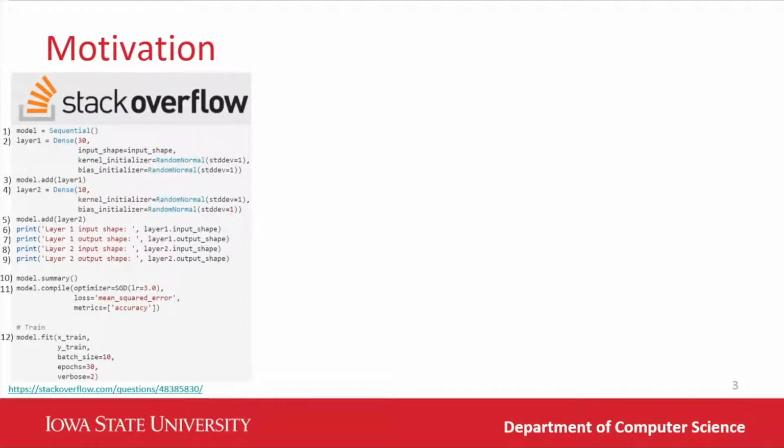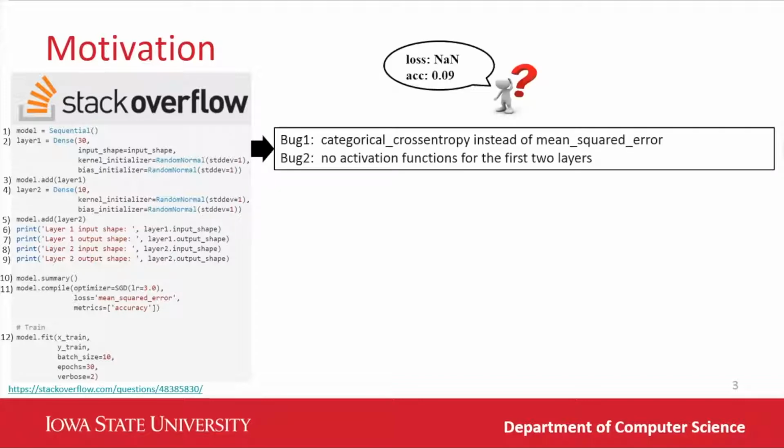The developer constructs a sequential model containing two dense layers. When they started training, loss was None and accuracy was very low. This DNN has two bugs. First, categorical cross entropy should be used as a loss function at line 11 instead of mean square error, because it is a classification problem. Second, the user didn't add an activation function for the first two layers at lines 2 and 4.